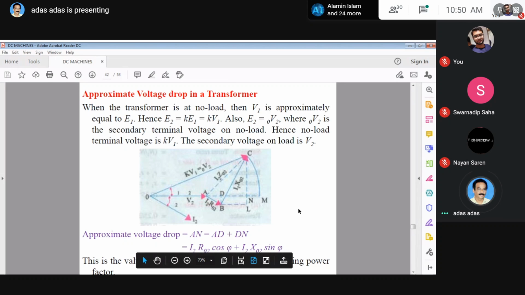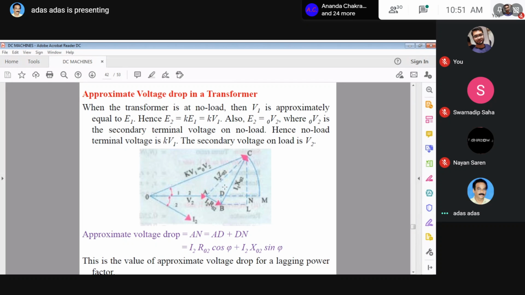AN can be resolved into two portions, AD and DN. This is the AD portion, and this is the DN portion. AD is equal to I2 R02 cos phi. It is clear from the figure. Similarly, DN is equal to I2 X02 sin phi. This is one portion, and this is the other portion. So this is the approximate voltage drop.